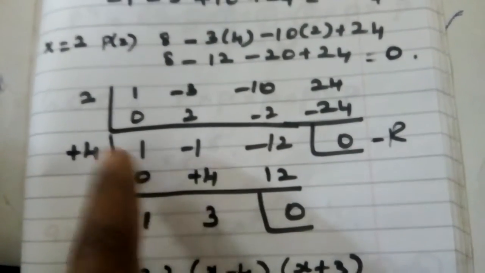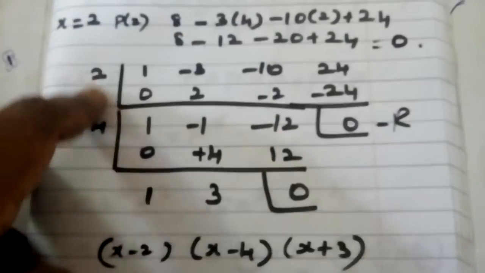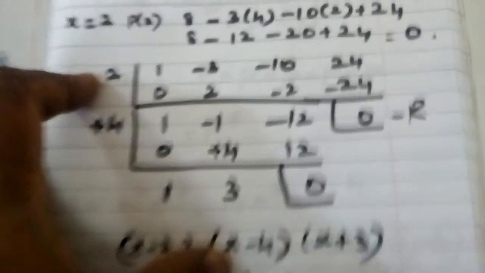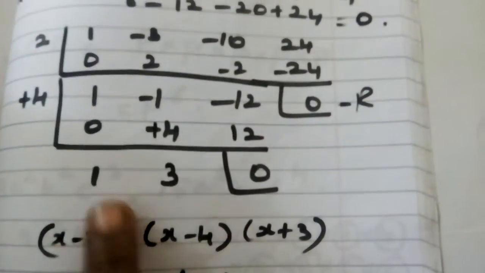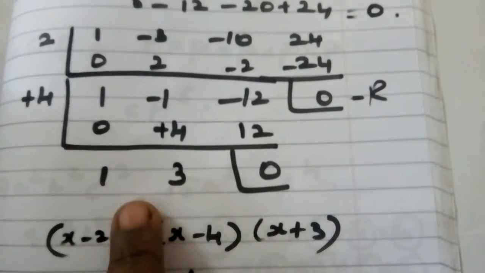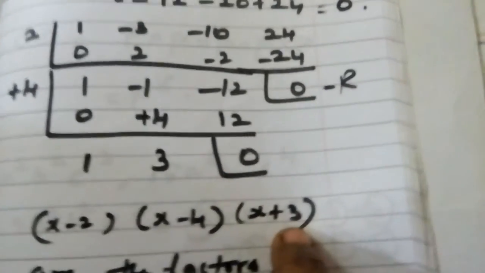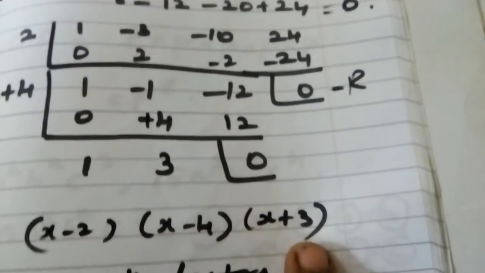Is it clear? So we can write x minus 2, x minus 4. Why? Because when x minus 2 equal to 0, we are getting x equal to 2. When x minus 4 equal to 0, I am getting the value 4. And then the remaining values 1 and 3 are there, so the expression is x plus 3. So that is the answer here. Have you understood how we are getting the 3 factors? Since it is x cube, we have to get 3 factors.